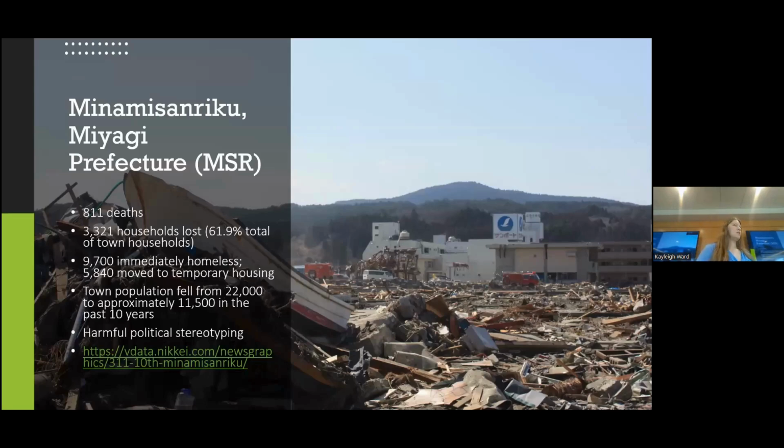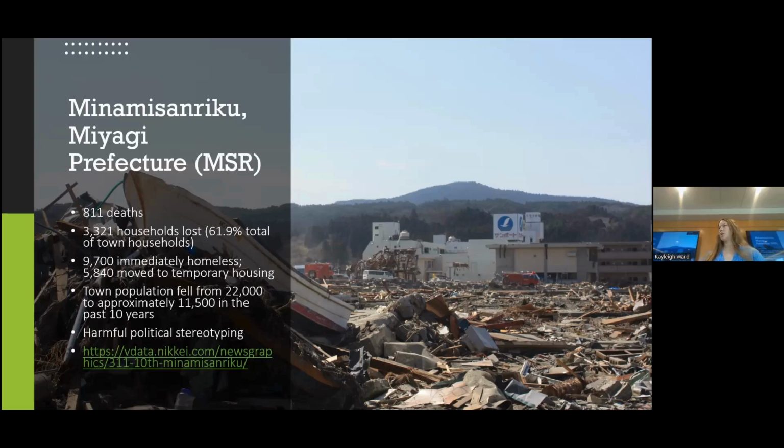So what is happening in Minami Sanriku? These are just some basic statistics about, unfortunately, victims in the community and also loss of households and buildings. 811 townspeople lost their lives. About 62% of all households were destroyed. If we include other built infrastructure, we're looking more at 84%. So it's pretty much the town no longer exists.